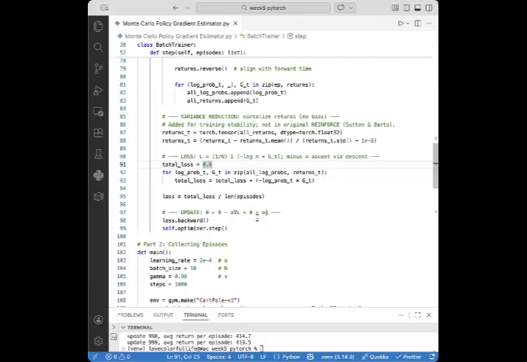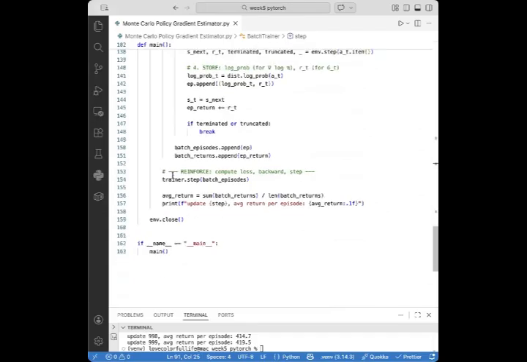So here is backward and step. Loss.backward computes the gradient. optimizer.step does theta equals theta minus alpha times the gradient of L. Since the gradient of L equals minus the policy gradient estimator, that's theta equals theta plus alpha times the policy gradient estimator. One gradient ascent step.